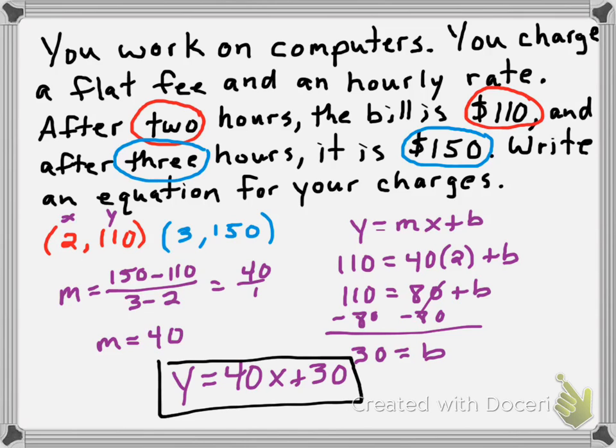Now, if you think about that, what that means is that your rate of change is 40. That's your hourly rate. Every hour they have to pay you another $40. And the y-intercept is 30. That means to start with, they have to give you $30. So they have to pay $30 just for you to come out. And then they have to pay you $40 for every hour you work.